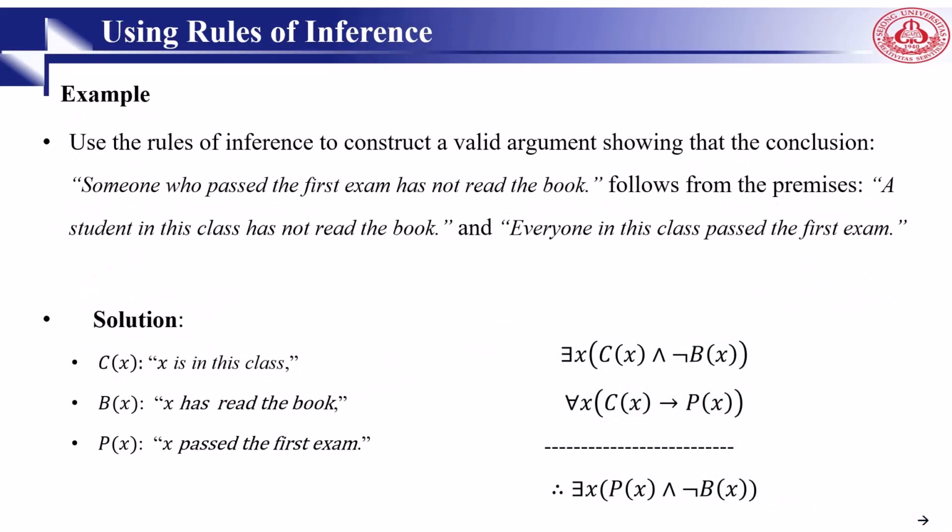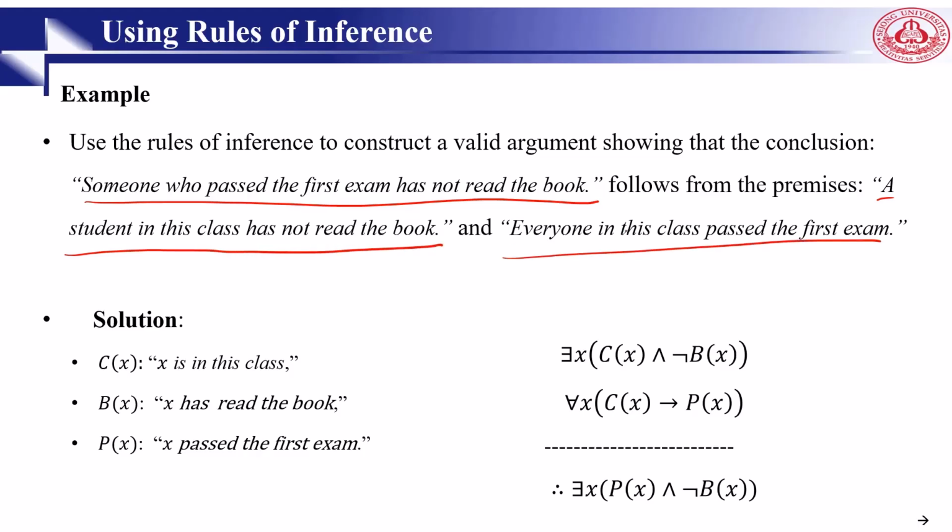Example: use the rules of inference to construct a valid argument showing that the conclusion holds. This is the conclusion: someone who passed the first exam has not read the book. It means it is possible to pass the exam without reading the book. It is possible, not for everyone, for someone. How to come here? A student in this class has not read the book. Everyone in this class passed the first exam, and also someone did not read the book. It means there exists someone, not all, who passed the exam without reading the book.